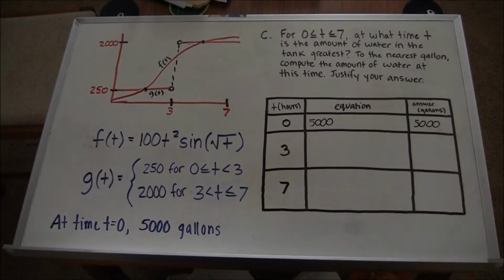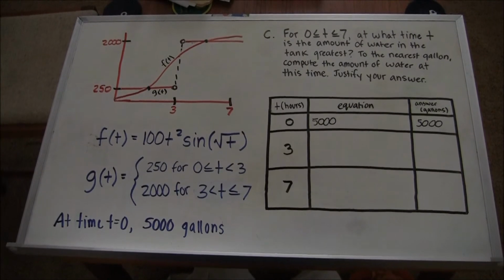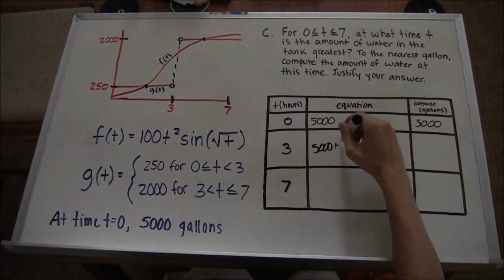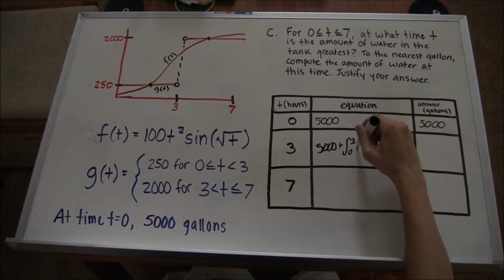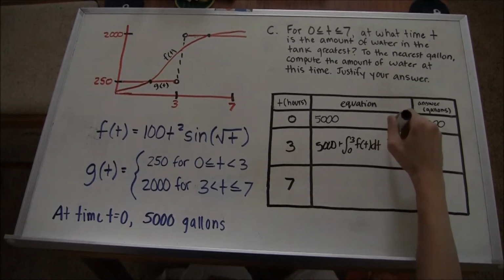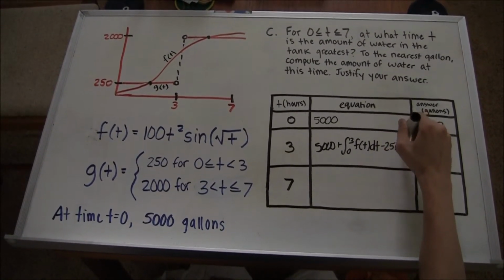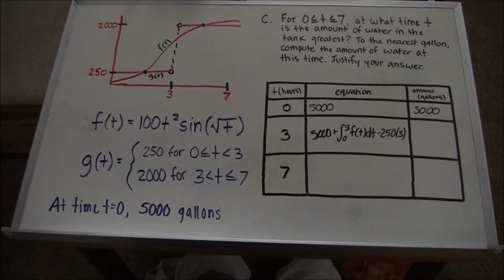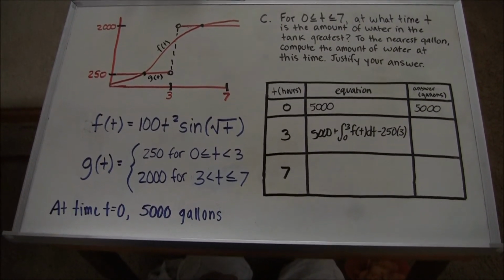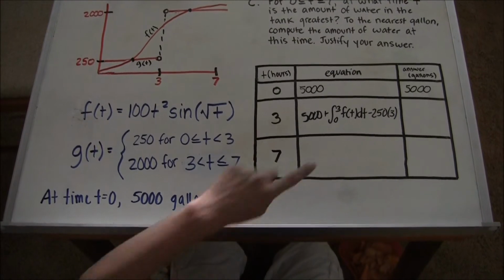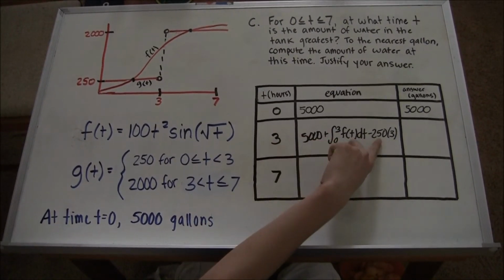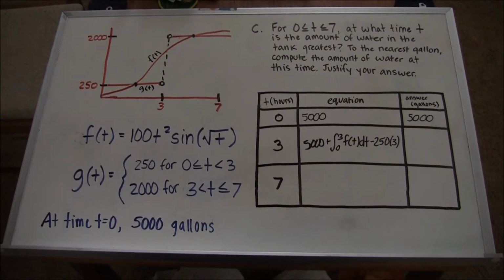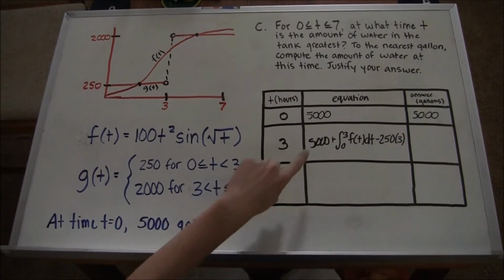For t equals 3, the amount of water in the tank can be found using this following equation. 5,000 plus the integral from 0 to 3 of f of t dt minus 250 times 3. To get this equation, we have found the amount of water in the tank at t equals 3 by taking the integral of f of t from 0 to 3 and subtracting the integral of g of t from 0 to 3, which would also be the same as saying 250 times 3. Then adding our initial condition of t equals 0.